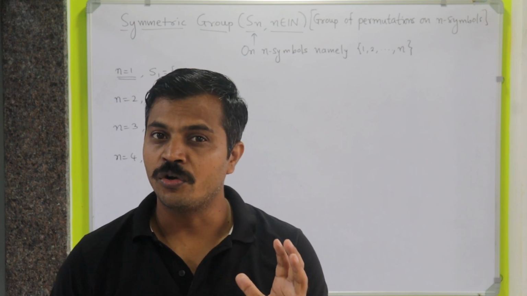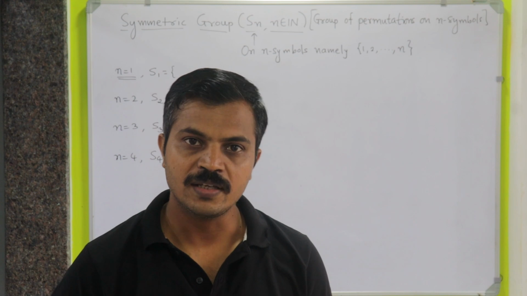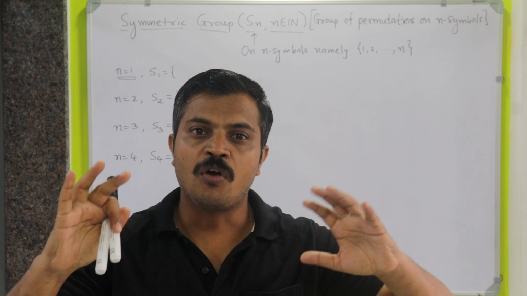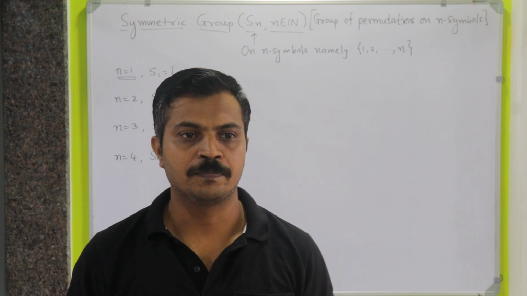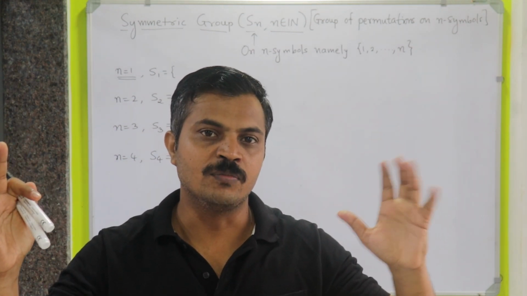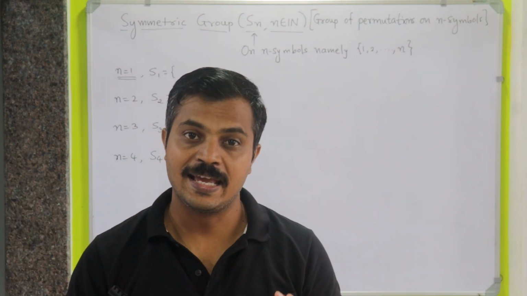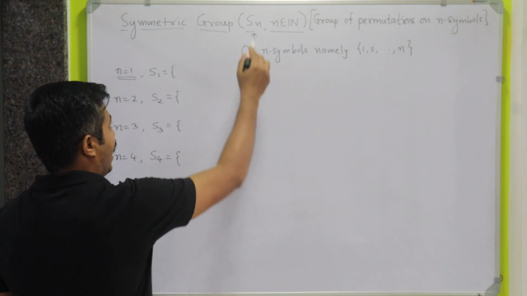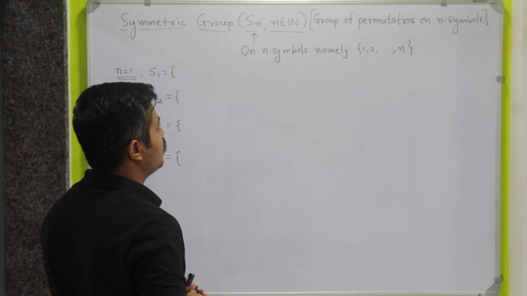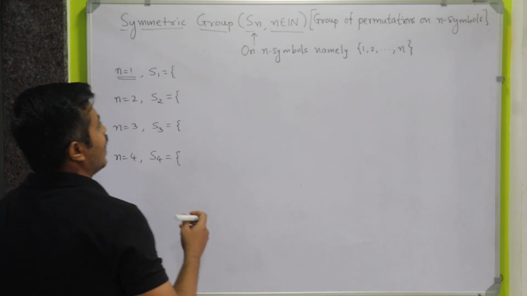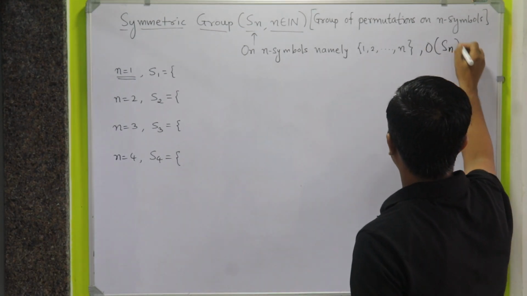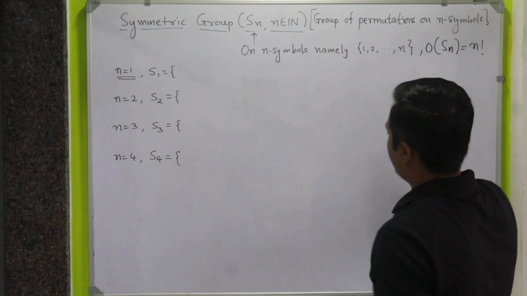So assuming that you already know the permutations, symmetric groups are actually nothing but what? They are the collection of all permutations on n symbols. And the collection of all permutations on n symbols is denoted by Sn, and the order of Sn in general is n factorial. And right here, the order of Sn is n factorial.